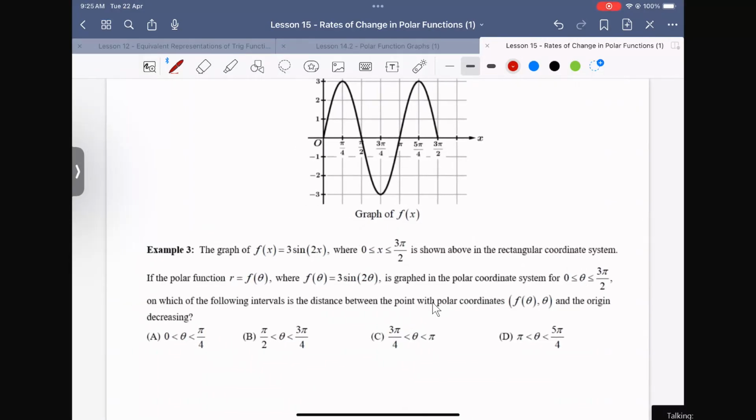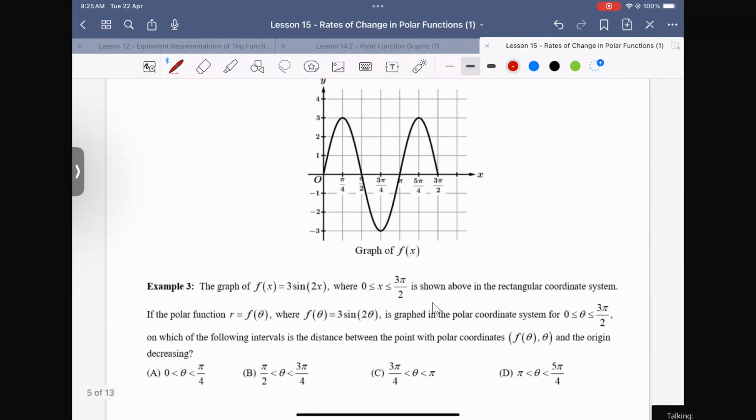Okay, so we have a similar type question here. We've got the graph of f of x equals 3 sine 2x on the interval from 0 to 3 pi/2, shown in the Cartesian coordinate system, or the rectangular coordinate system. If the polar function, r equals f of theta, is graphed on the polar coordinate system for the same interval, on which of the following intervals is the distance between the point on the polar coordinates and the origin decreasing?